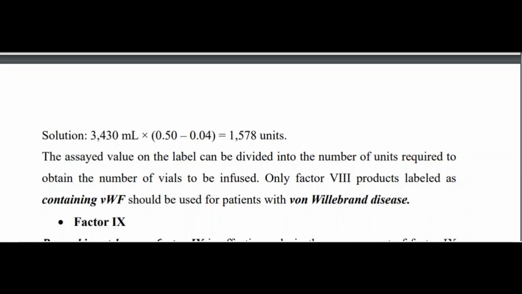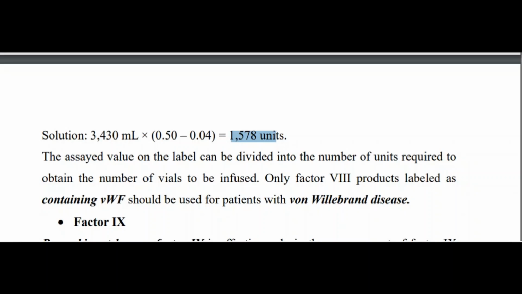When you're transfusing, for example, concentrates of factors, they have to be labeled with how many units are in that bag of the concentrate. For example, factor 8 would contain maybe 400 or 350 units in that particular bag of factor 8 concentrate. So then we get 1,578 units of factor 8 concentrate.